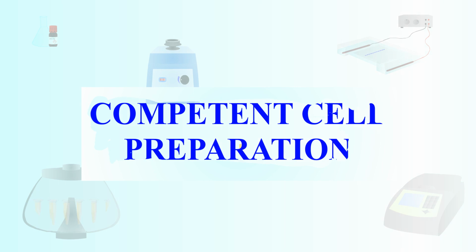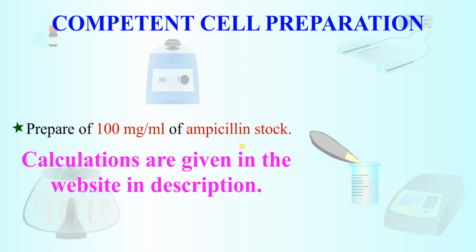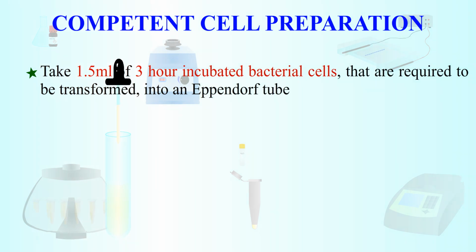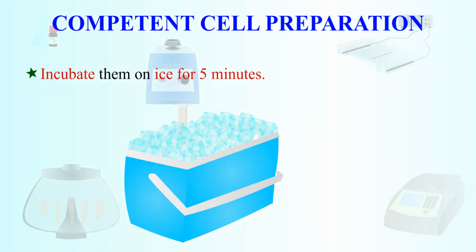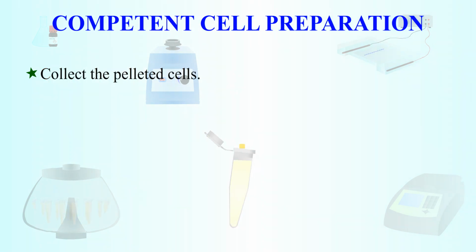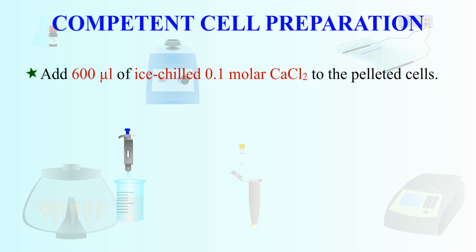The steps for converting uncompetent cells to competent cells are: 1. Preparation of 100 mg per ml of ampicillin stock. Add 300 microliter of ampicillin into 500 milliliter of Luria Bertani agar or LB agar. 2. Take 1.5 milliliters of 3-hour incubated bacterial cells that are required to be transformed in an Eppendorf tube, and incubate them on ice for 5 minutes. 3. Centrifuge the cells at 4000 rpm for 4 minutes. Collect the pelleted cells.